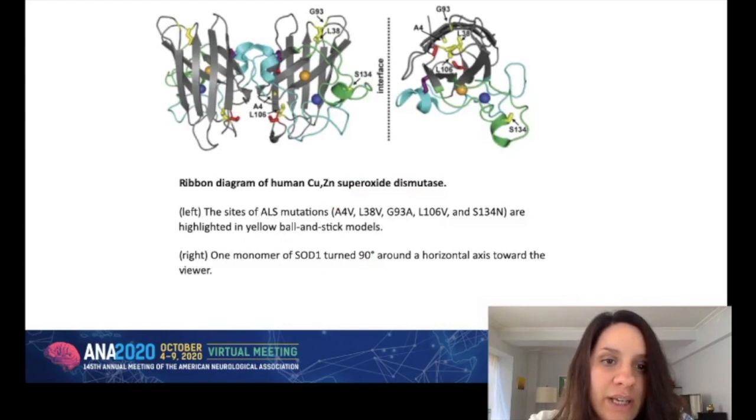So this is a diagram of all the different locations on the dimer on the left, the monomer on the right, turned 90 degrees, of the SOD1 mutations that occur in ALS. You can see the locations are highlighted in yellow.